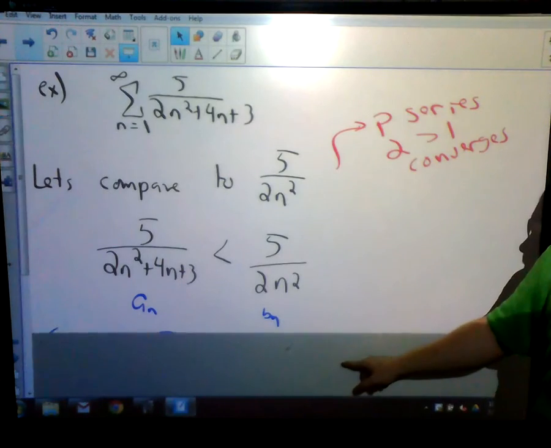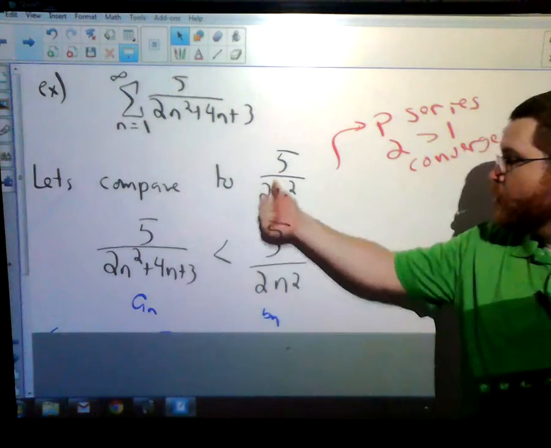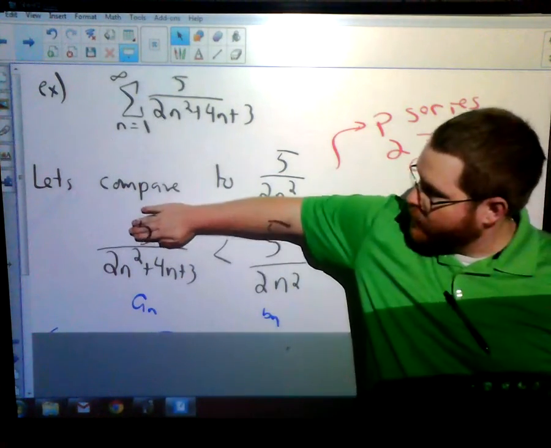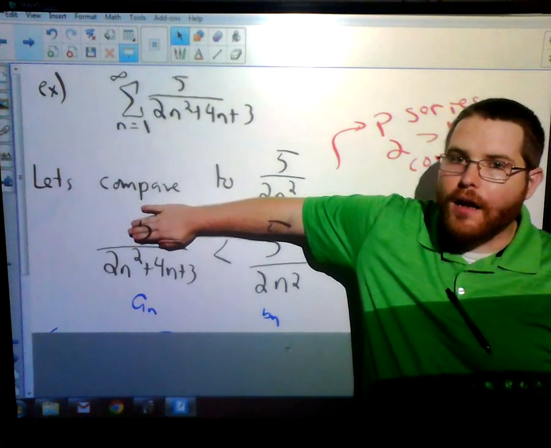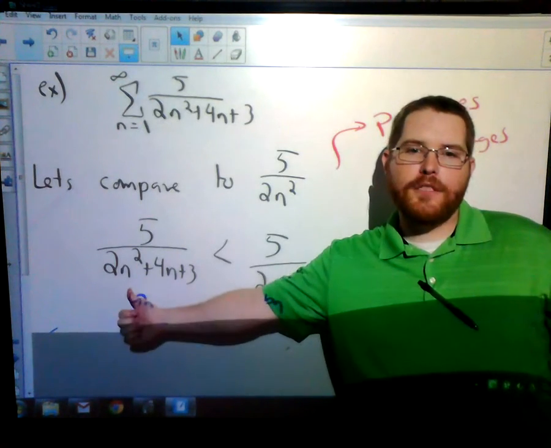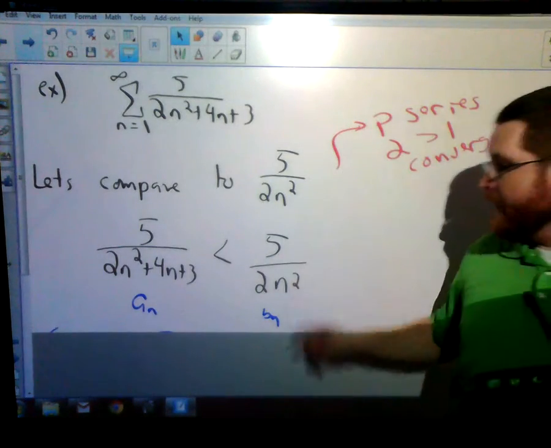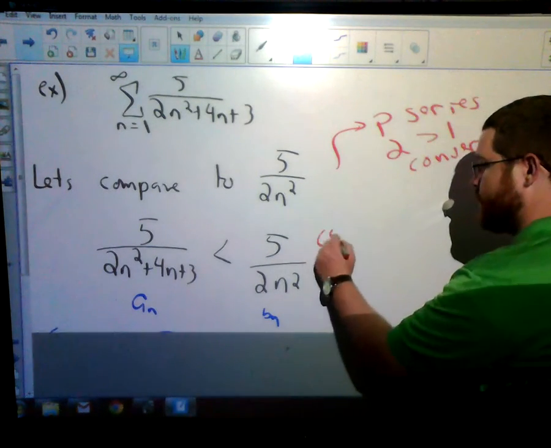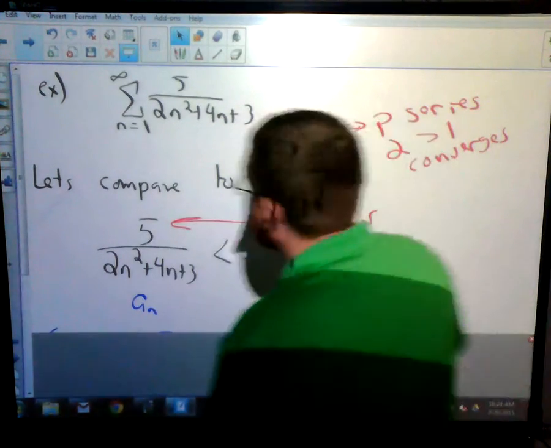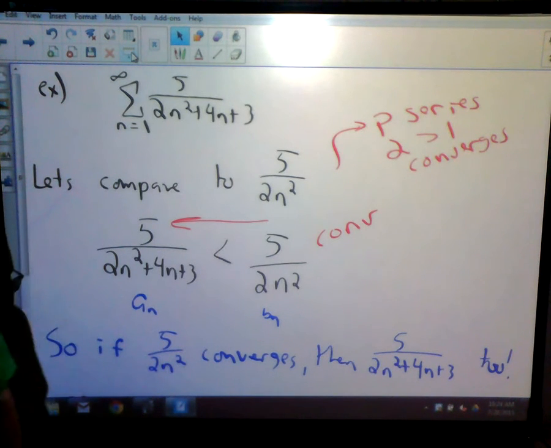But think about this. The series that we have is smaller than the series that we know. How do I know this is smaller? Use some common sense. Ignore the tops. Which of the two bottoms is bigger? The left one's bigger because you're adding to it. But if the bottom is bigger, that means that the fraction is actually smaller. So I know that this one, the bigger one, converges. So what's that make my smaller one do? Because the bigger one converges, the smaller one has to converge too.